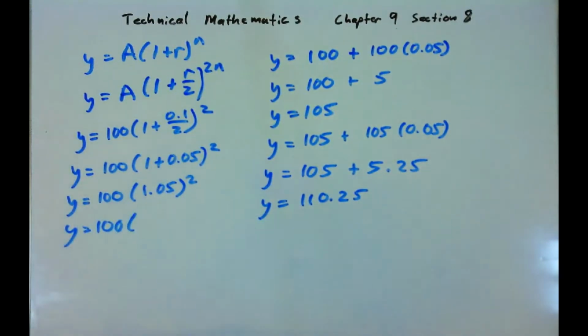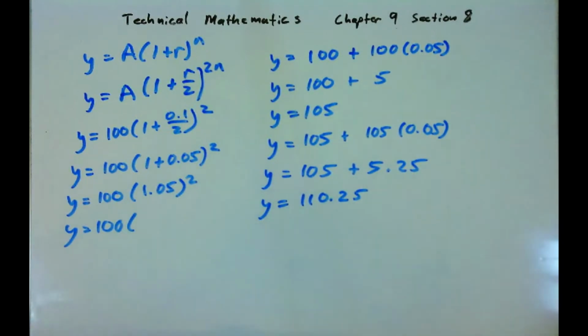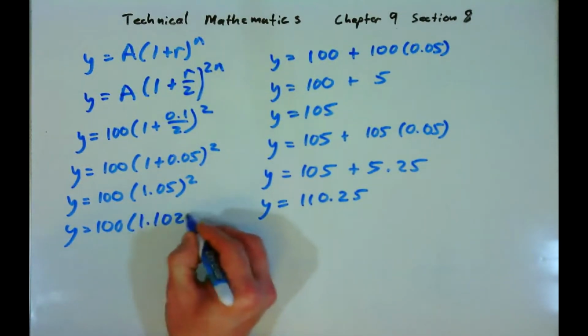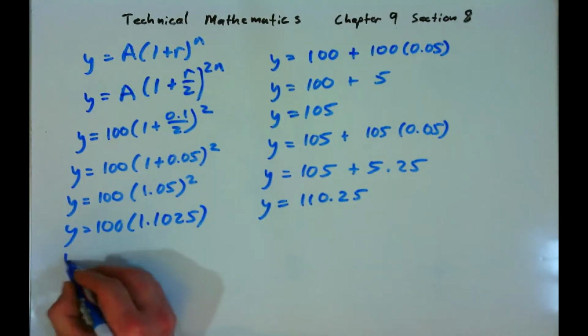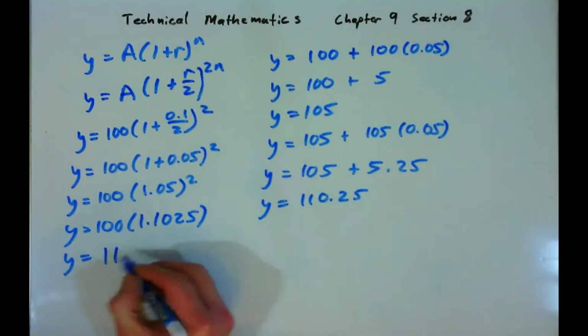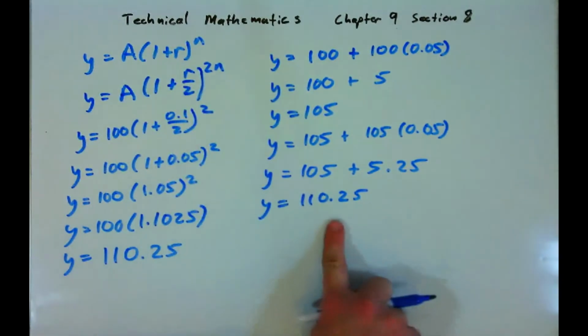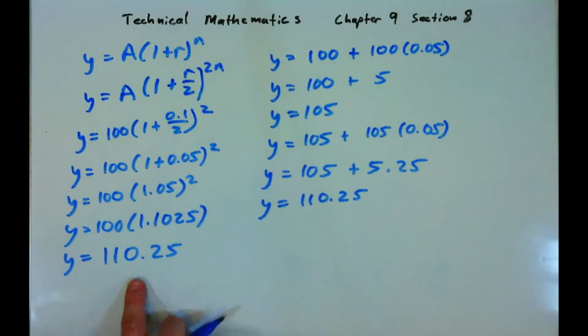1.05 squared is 1.1025. And 100 times 1.1025, moving the decimal point 2 places to the right, will be $110.25. So this formula gave us the same value as working it out individually once every 6 months. So this formula took care of the interest rate being cut in half and getting our money twice a year instead of just once a year.